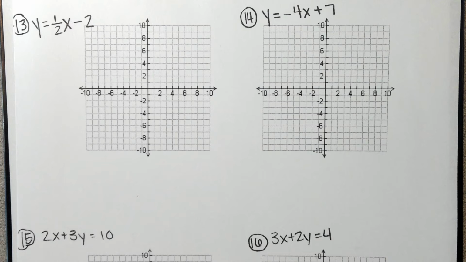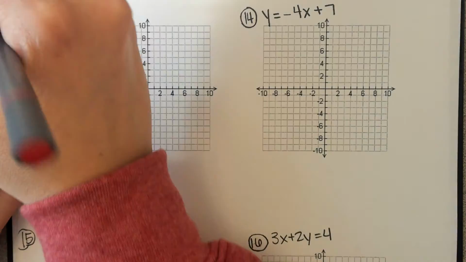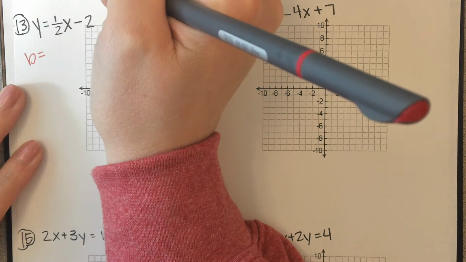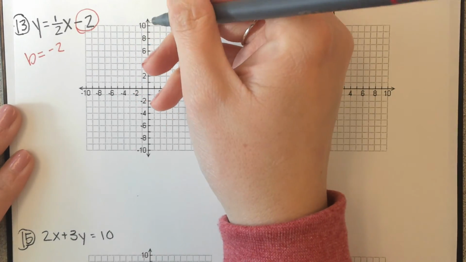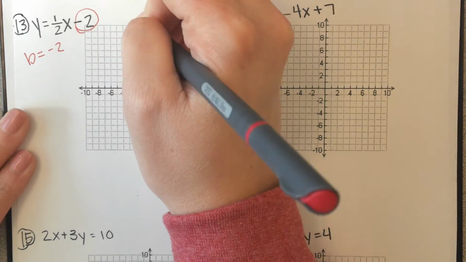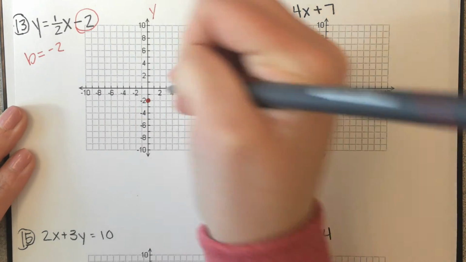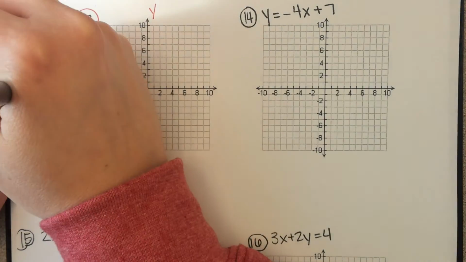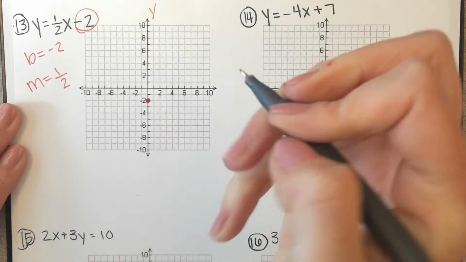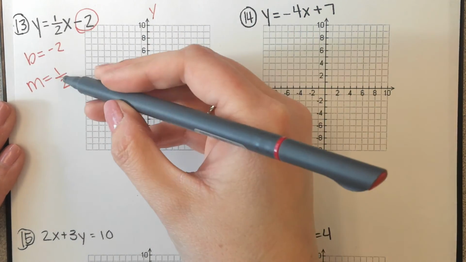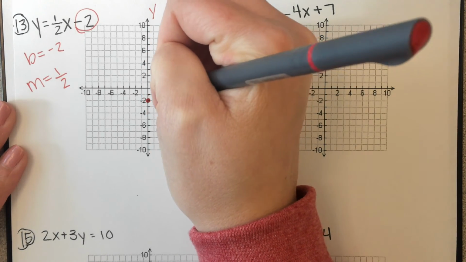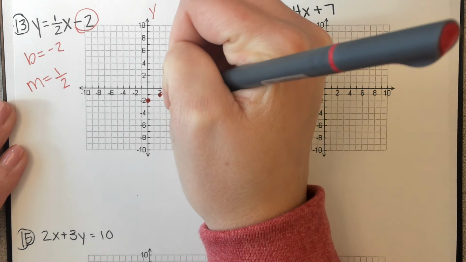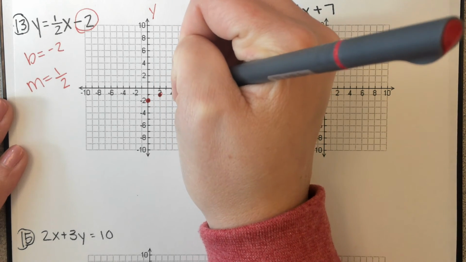Okay, so number 13, let's pick out our y-intercept first. So our y-intercept is our B, and it's -2. So I'm going to go to the y-axis. You can label it. I'm going to go to the y-axis down to -2, and I'm going to make a point. All right. Now I'm going to use my slope, which is 1/2. I'm going to use that slope to make another point. So I'm going to start on -2. I'm going to go up 1 over 2, make a point. I'm going to do it one more time, up 1 over 2.